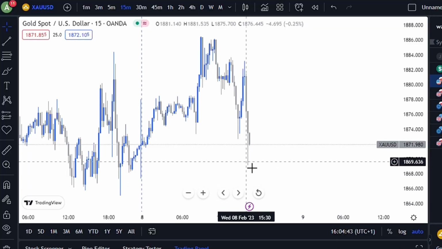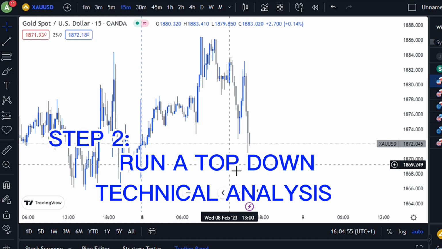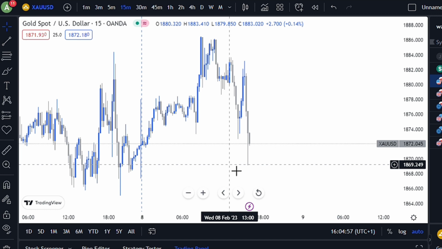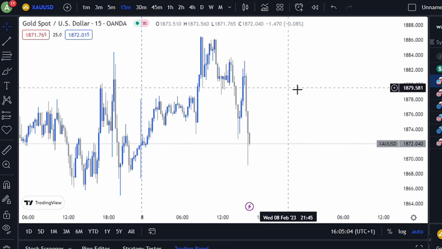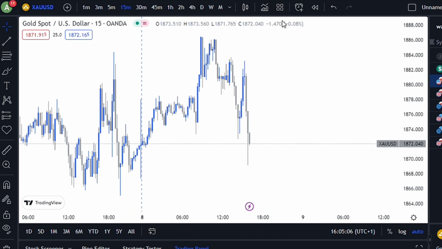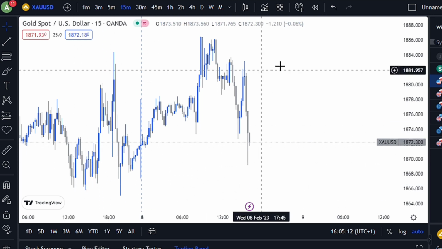Now after you've chosen the particular pair you want to trade, you can move further to running a top-down analysis. What is top-down analysis? This is what you are going to look out for before you execute a trade. The first thing you are going to do is look at your technical analysis, and I do that using TradingView. This is my TradingView here, and I am trading gold. So you do that using your TradingView.